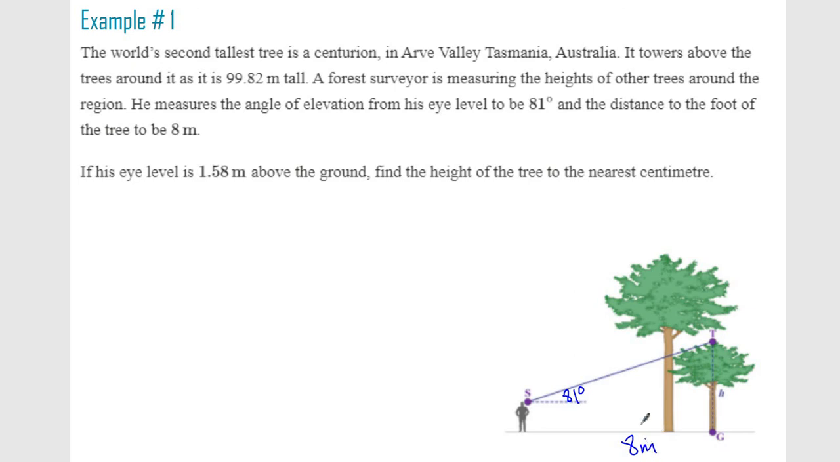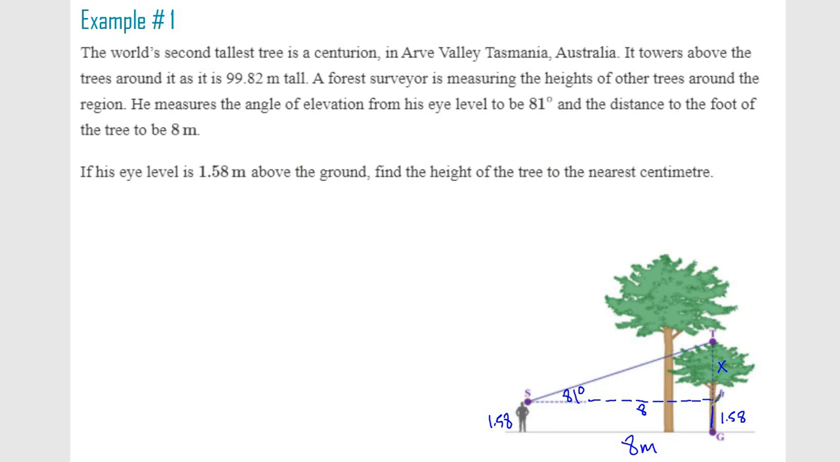And let's see, if his eye level is 1.58 off the ground, we want to find the height of the tree to the nearest centimeter. So if we work this out, I'm going to bring this 8 up here, and this 1.58 is the same over here, as he is over there. And now I want to find this value.